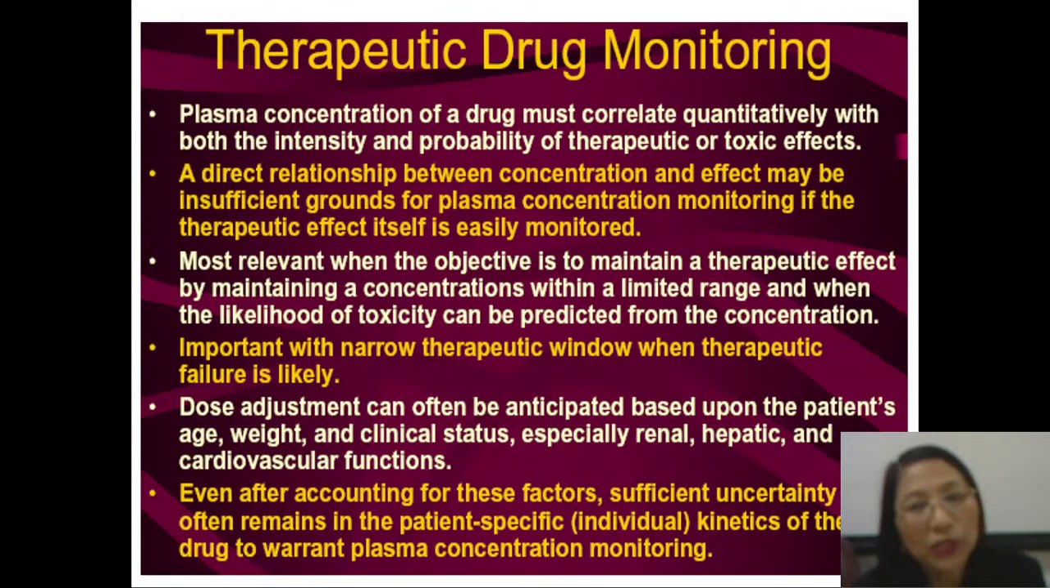It is most relevant when the objective is to maintain a therapeutic effect by maintaining a concentration within a limited range, and when the likelihood of toxicity can be predicted from the concentration. So for such a drug, we will need to do therapeutic drug monitoring. It is also important with a narrow therapeutic window when therapeutic failure is likely, and those adjustments can often be anticipated based on the patient's age, weight, clinical status, especially if there are renal, hepatic, and cardiovascular functional abnormalities. So even after accounting for these factors, sufficient uncertainty often remains in patient-specific or individual kinetics of the drug to warrant plasma concentration monitoring. So for some drugs we need to do plasma level monitoring.